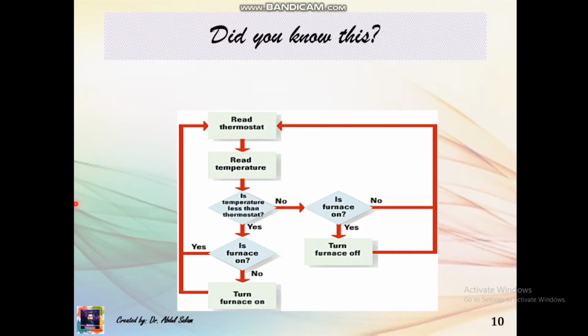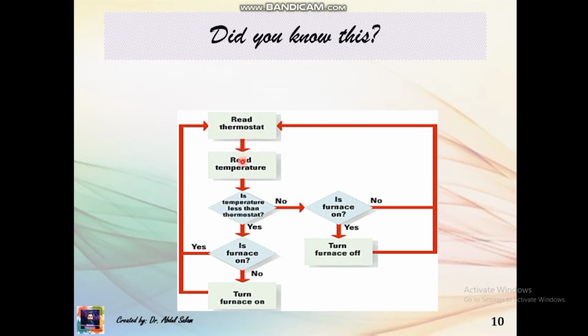Did you know this? Read thermostat, read temperature. Is the temperature less than thermostat? If yes, then check if the furnace is on. If yes, then again read the thermostat, and if the furnace is not on, then turn the furnace on. Again, is the temperature less than thermostat? If no, then check if the furnace is on. If yes, then turn off the furnace, and if no, then again read the thermostat.